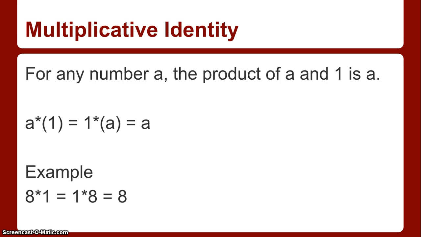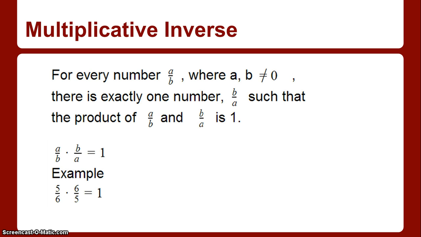The multiplicative identity, same concept, except when you multiply any number by 1, you don't change it. Similarly, when you add 0 to something, you don't change it. It keeps its identity. That's where the word comes from. So a times 1 equals 1 times a, which is just a. No matter what number you multiply by 1, you do not change it.